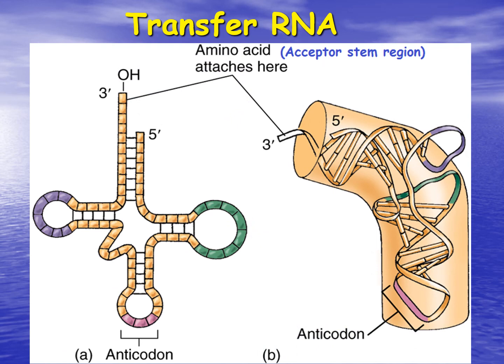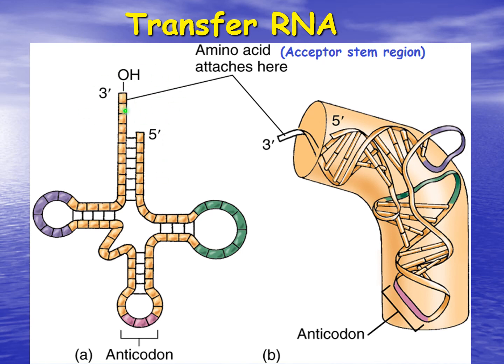Now, transfer RNAs are also made up of RNA, and they are folded up on themselves to make this crazy cloverleaf-looking structure. There are two important things on the transfer RNA. One is right up here, on the 3' end: the amino acid or acceptor stem region. This is where the amino acid will attach out in the cytoplasm to the transfer RNA to be transported, or transferred, to the ribosome.